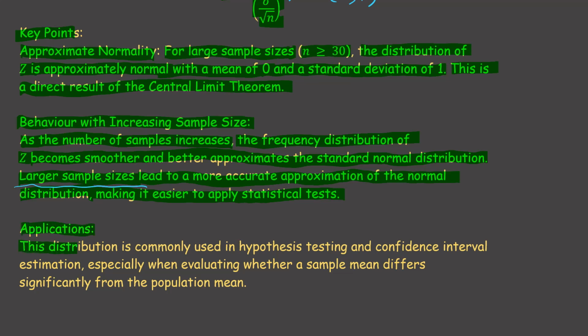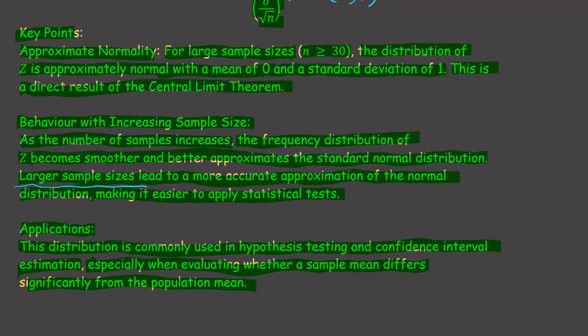Applications. This distribution is commonly used in hypothesis testing, and we did a sort of proto-hypothesis test in the last two examples. And confidence interval estimation, that's what we're coming on to next, especially when evaluating whether a sample mean differs significantly from the population mean. Again, something we saw in the last two examples in a sort of testing scenario where we were looking at whether the mean of our sample was an unusual one.